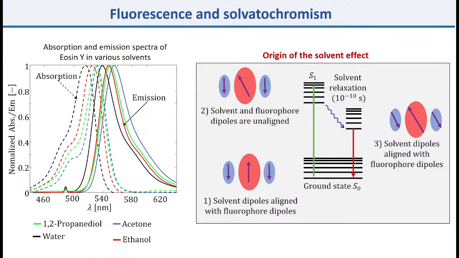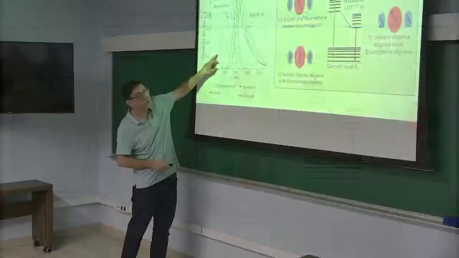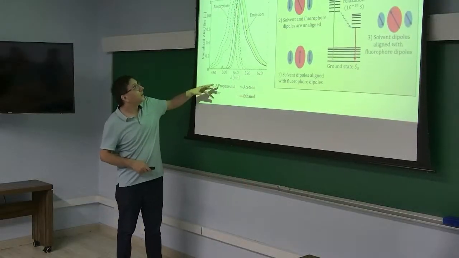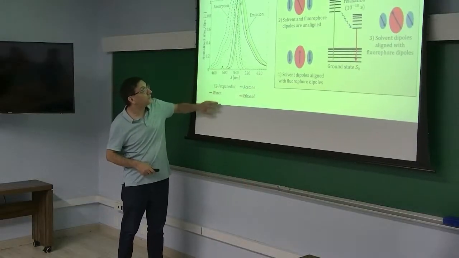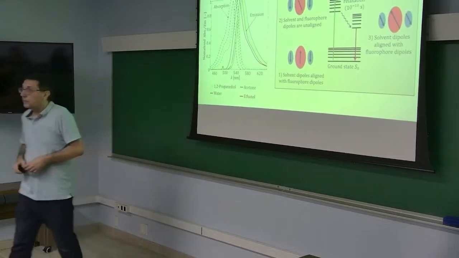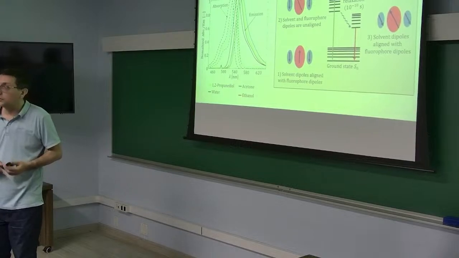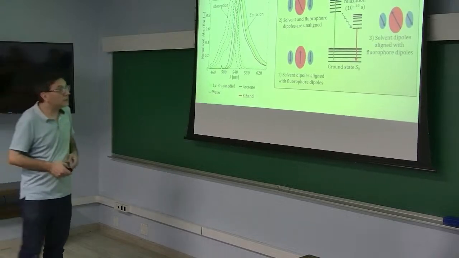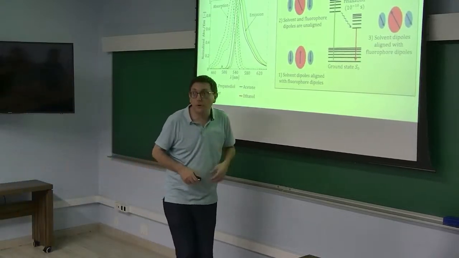Some fluorescent molecules have the property of having different absorption and emission spectra depending on the liquid solvent. This is illustrated here in the case of eosin Y. The absorption and emission are shifted depending on the solvent. And for eosin Y, we know the origin of this effect. It is attributed to the solvent polarity.